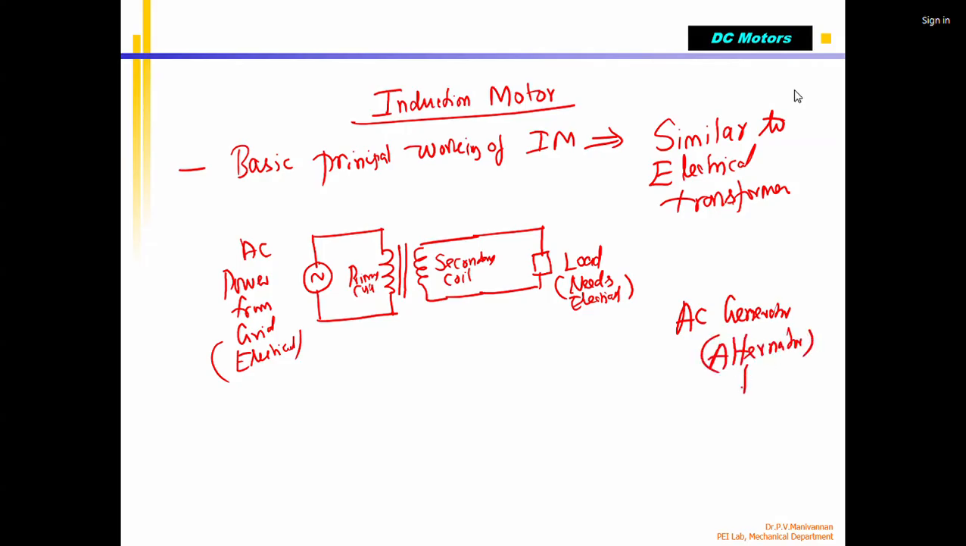All of you know the alternator is used in all automobiles. Automobiles have an alternator. The alternator is driven by the engine, which generates AC power. That AC power is rectified using electrical diodes, and we get DC voltage. After rectification to DC, it is used for charging the battery.